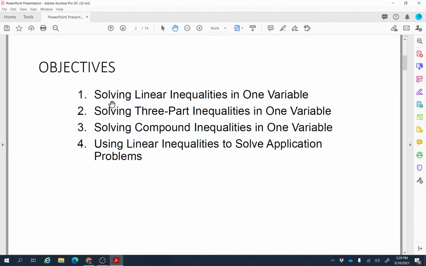There are four objectives we're going to achieve in this section. We solve linear inequalities in one variable. We solve three-part linear inequalities in one variable. And then we solve compound inequalities in one variable. Compound means you have two different inequalities combined by the word or, and. Finally, we're going to solve an application problem.